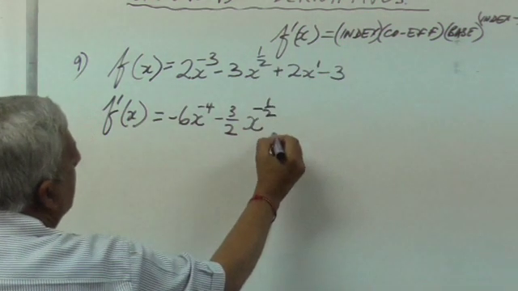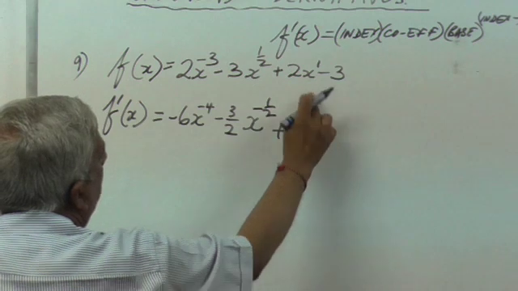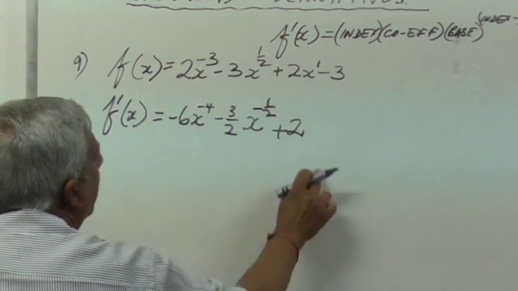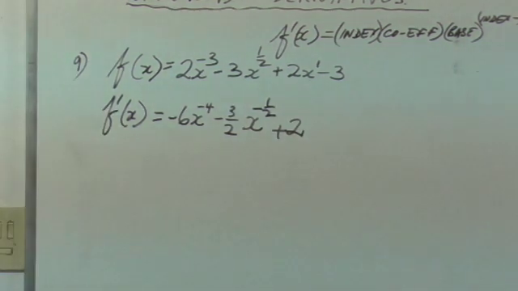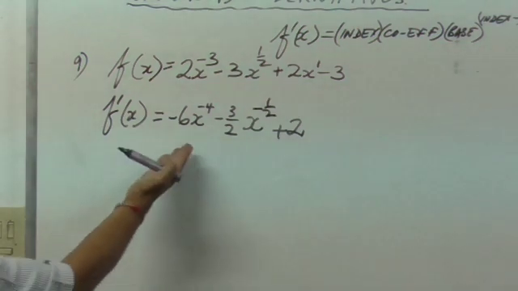This 1 times that 2 will give you plus 2. And then I'll be left with x to the 0. I can ignore negative 3. The derivative is 0. I can ignore that. So, there's the final answer.